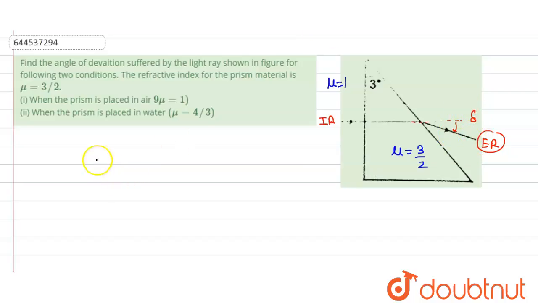Now how is the angle of deviation given? Angle of deviation delta is given by a direct formula with respect to the refractive index, and A is the angle of the prism, this angle. So it is given as mu relative minus 1 times the angle of the prism.